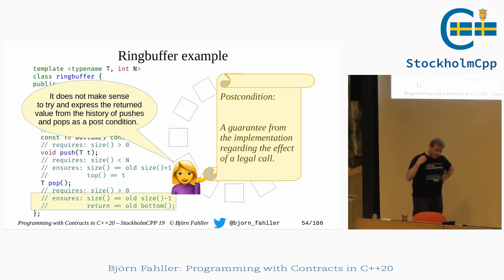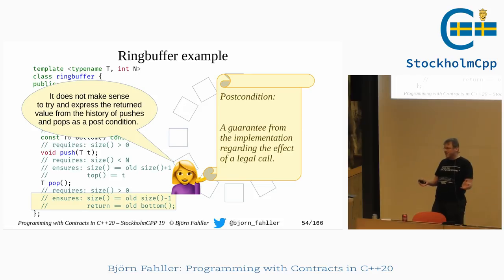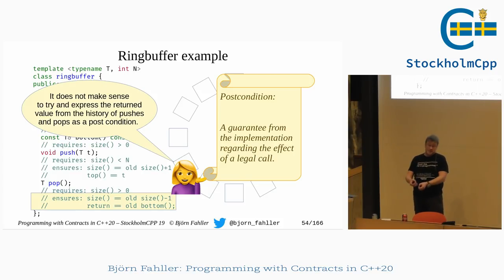It doesn't make sense to try to express the whole functionality in terms of the contract, because that way lies madness. You provide some guarantees, something that must be true, something that is testable. Otherwise you're sort of implementing the entire function in the contract. You don't actually need an implementation. That is weird. So don't do that.